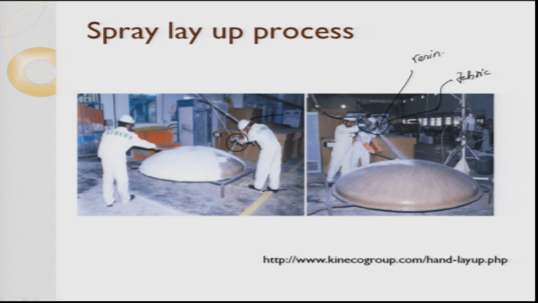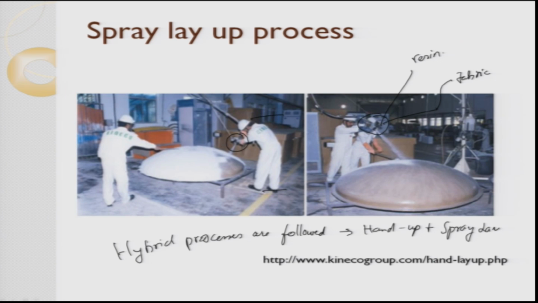So here you can also have combinations, sir. You put all these spray coating in the first region, and then you can also have hand layup. So hybrid processes are followed today. That means hand layup and spray layup are mixed to get the required output, the required thickness, right.